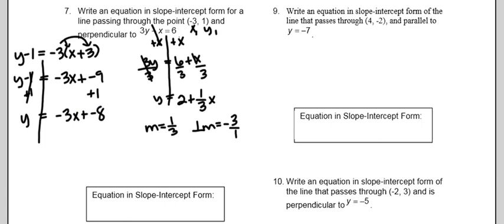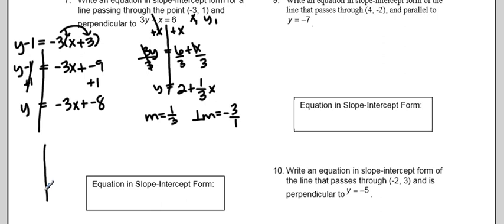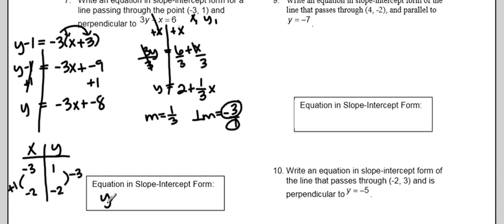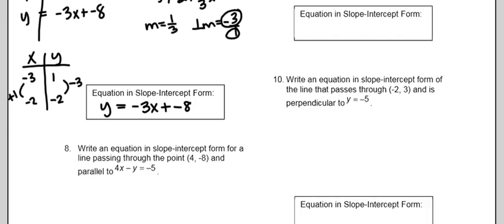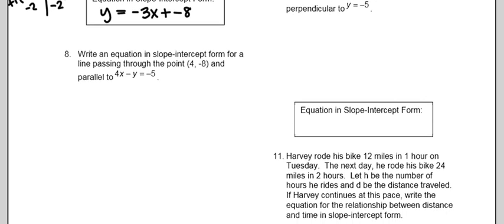Again, you may be a person that likes to make a table. If you do, your table would look like this. Negative 3, 1. We use our slope, our negative 3 on the y's, our 1's on the x, and we would get the same equation. I encourage you to do it however best fits your skills. Alrighty.